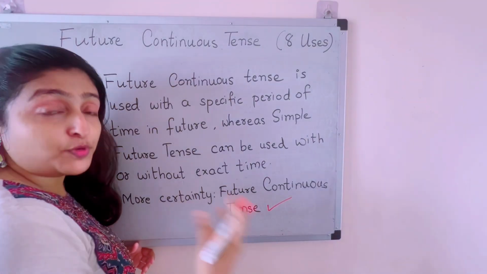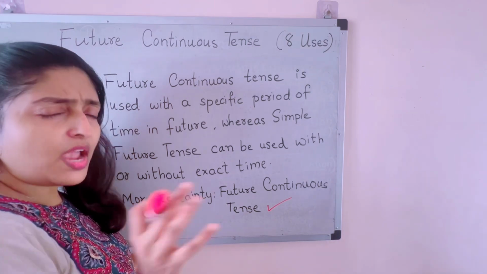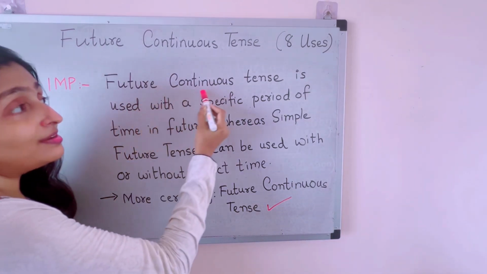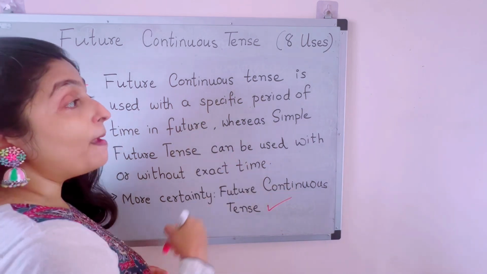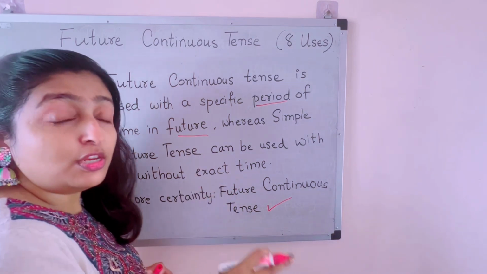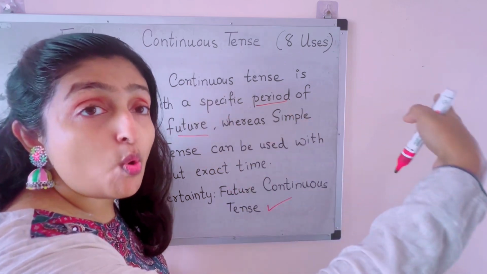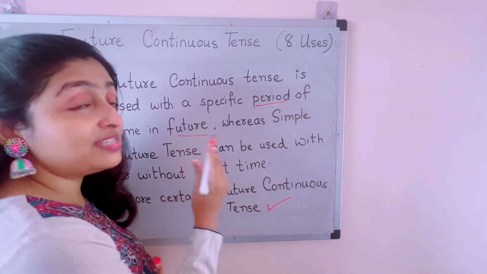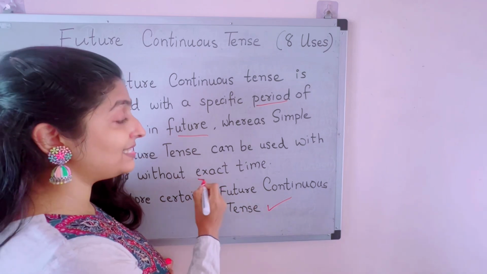Now, before I proceed with the uses and functions of future continuous tense, I wanted to share something very important, and that is future continuous tense is used with a specific period of time in the future. Continuous word itself means ing, ongoing action. Okay, whereas simple future tense can be used with or without exact time.